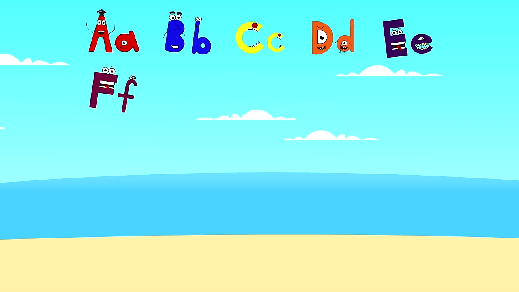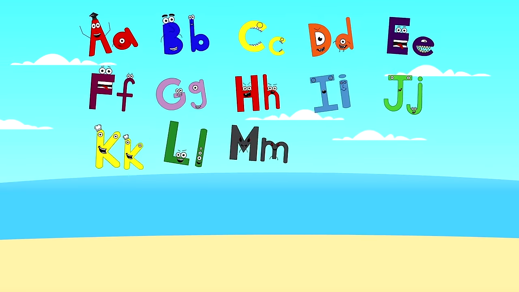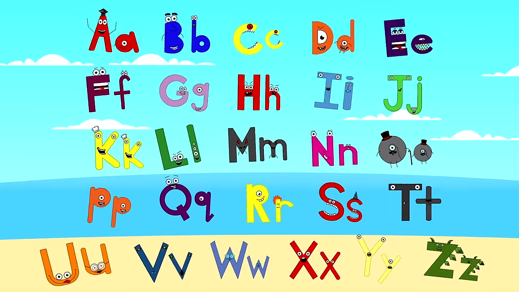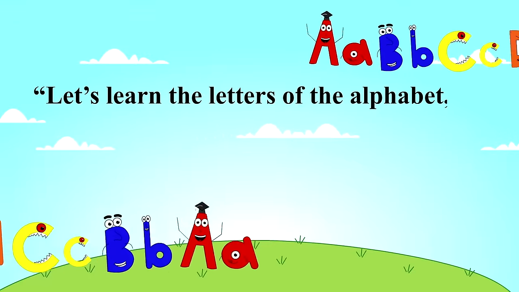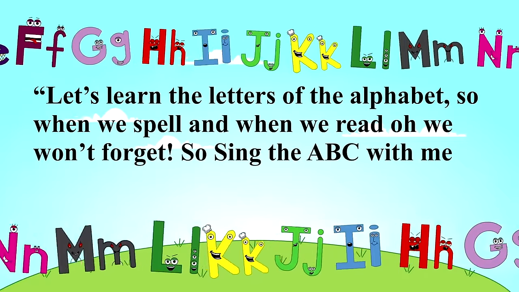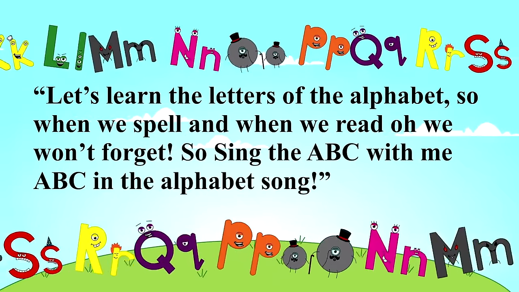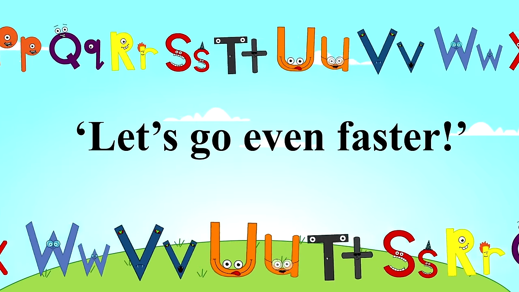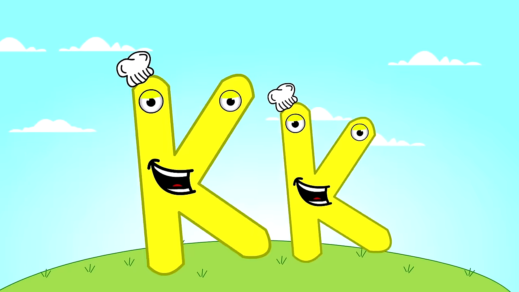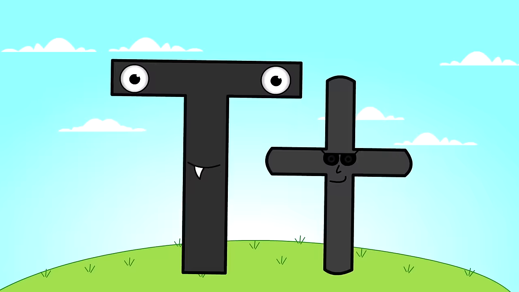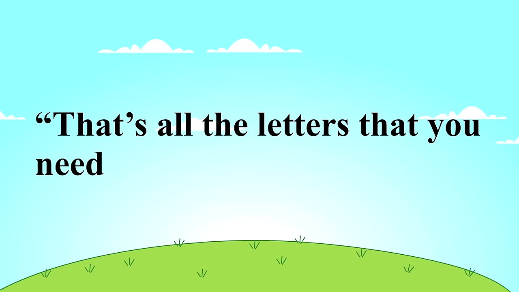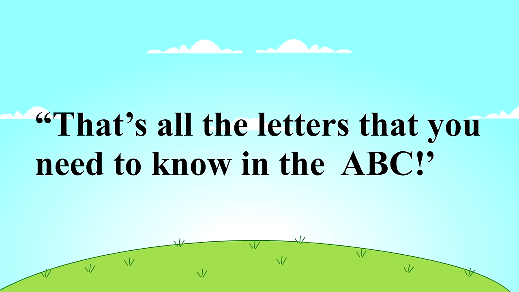A, B, C, D, E, F, G, H, I, J, K, L, M, N, P, Q, R, S, T, U, V, W, X, Y, and Z. Let's learn the letters of the alphabet, so when we spell and when we read, oh, we won't forget. So sing the ABC with me, ABC in the alphabet song. Let's go even faster. Are you ready? A, B, C, D, E, F, G, H, I, J, K, L, M, N, P, Q, R, S, T, U, V, W, X, Y, and Z. That's all the letters that you need to know in the ABC.